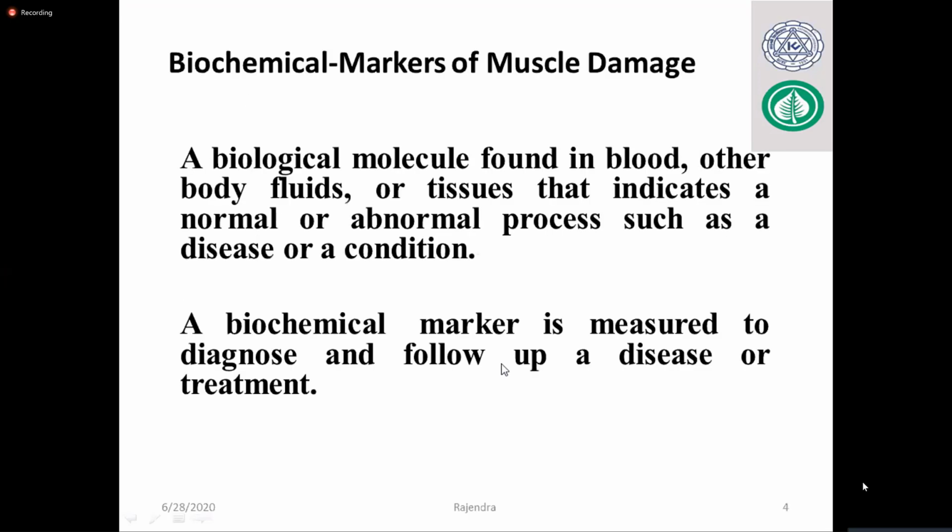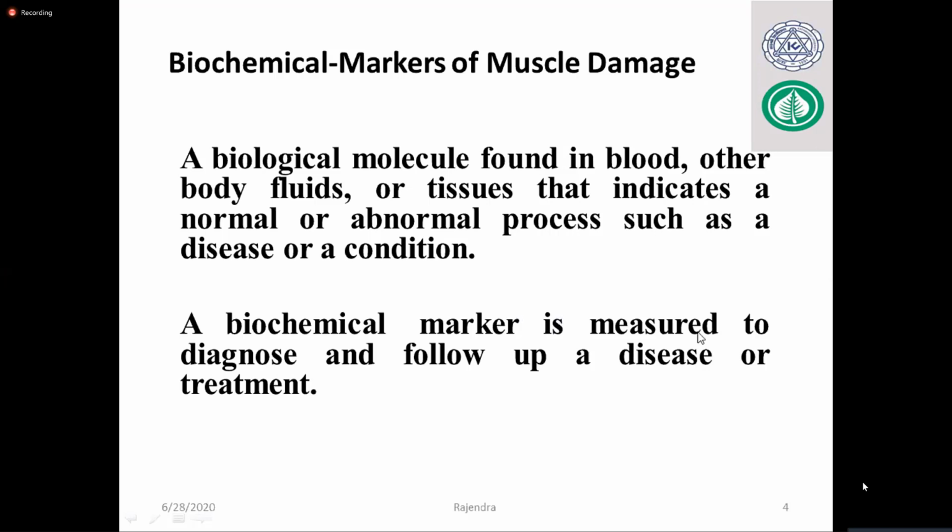Yes, biochemical markers of muscle damage. There are many biochemical markers, but we are going to talk about very common biomarkers, very common. There are many markers nowadays, and every year there is a huge amount of research going on to develop new and more potential markers globally. But we are just talking about those markers which are already established in the market and easily available in our context. A biological molecule found in blood or other fluids or tissue that indicates a normal or abnormal process such as disease or condition. These are markers actually.